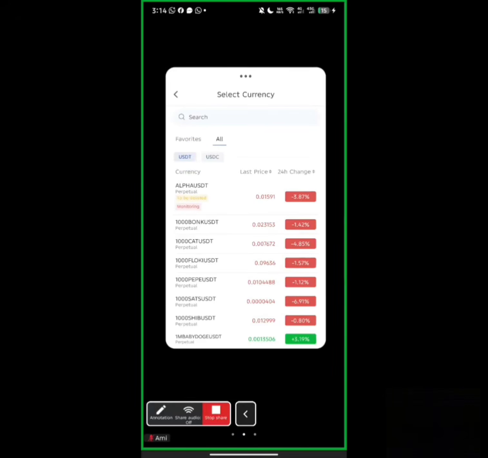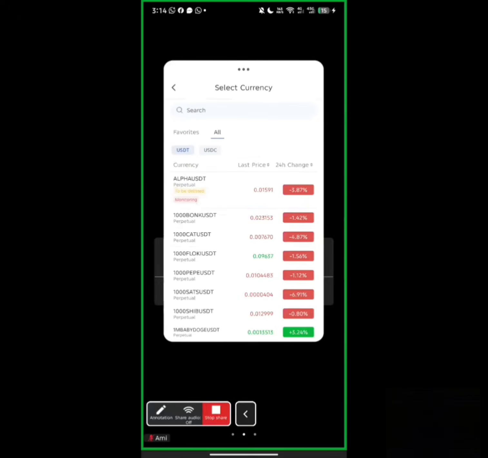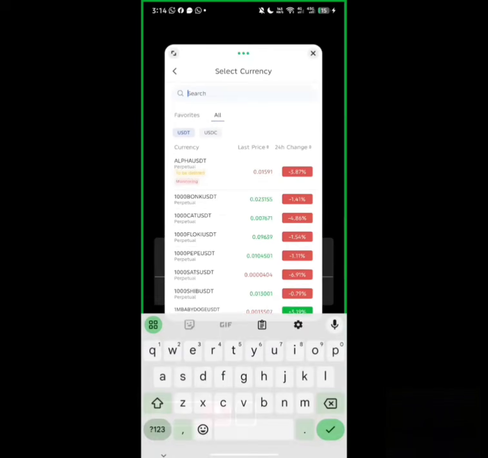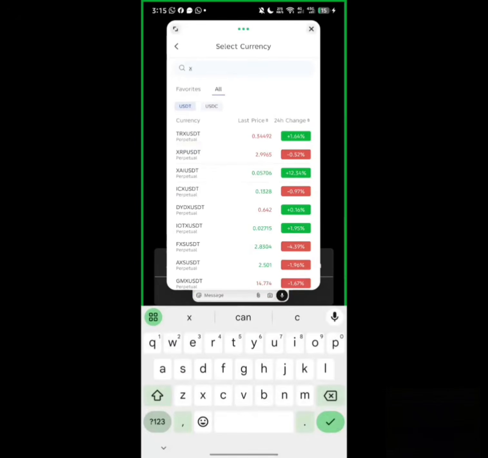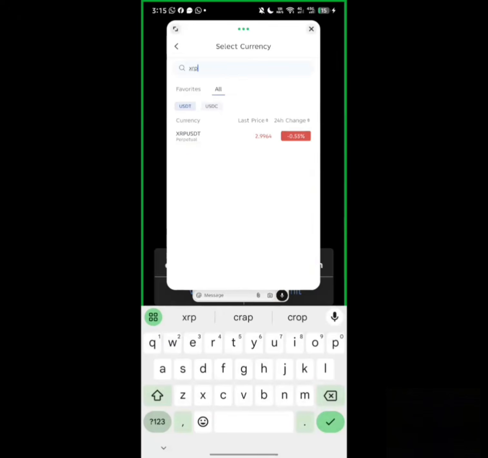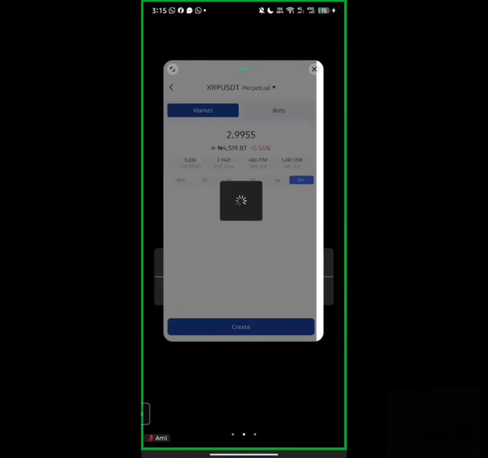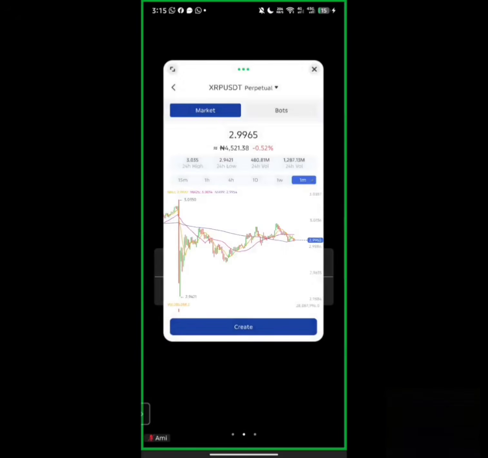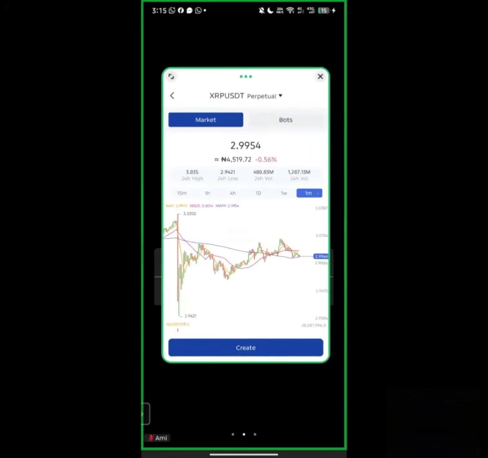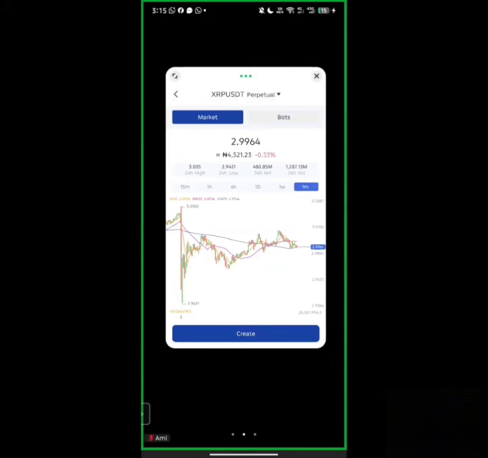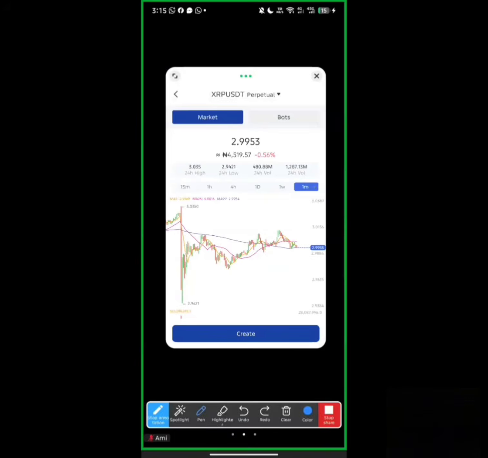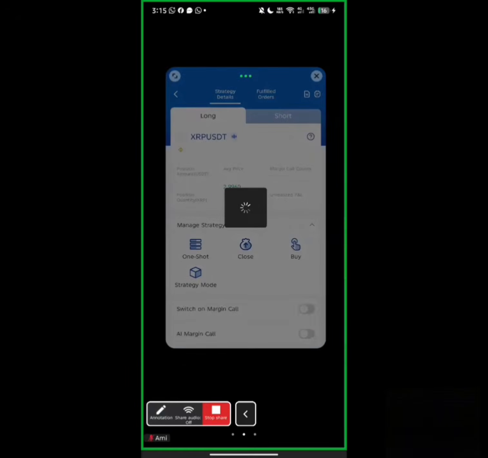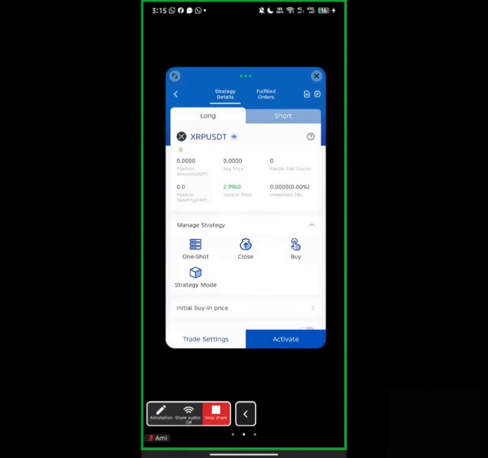So right there, we search for the name of the coin that we want. We want XRP USDT. Here is XRP USDT. You click on it, and once you click on it, it pops up this page. On this page, you click on create.